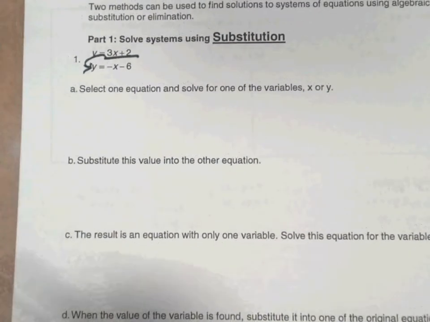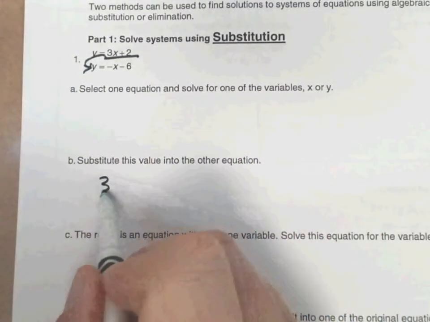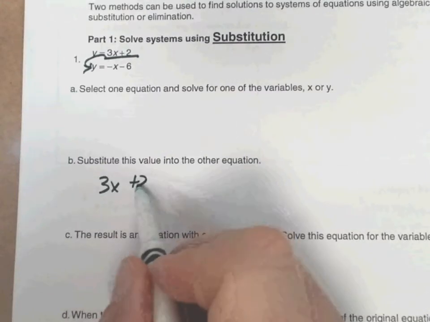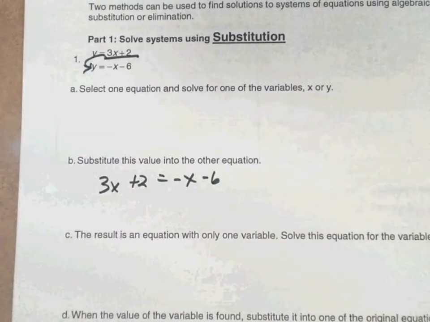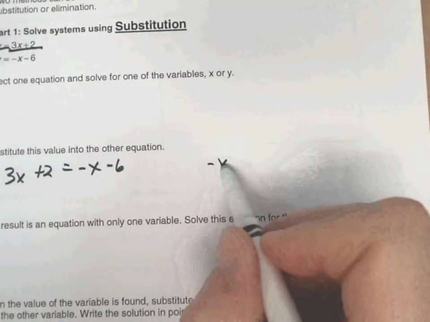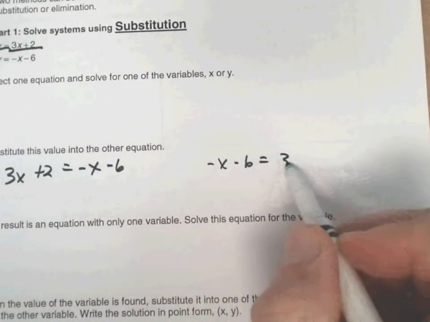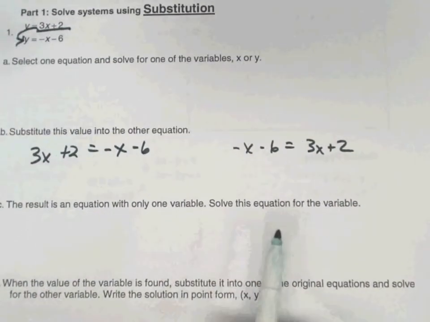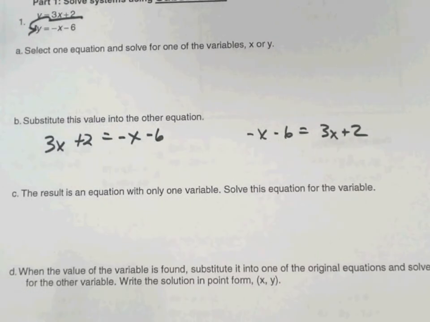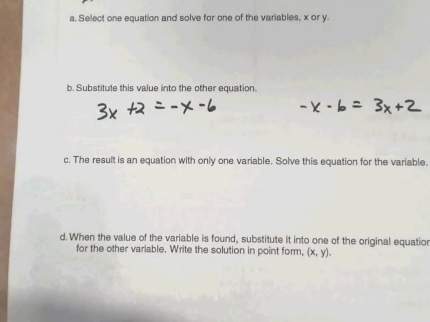So the substitution would look like this. 3x plus 2 equals negative x minus 6. And I might have done it the opposite way. It doesn't matter. No matter what I do, I'll have one expression on one side and the other on the other. So these equations I would have to solve for the variable. Let's do this one because it'll be easier.